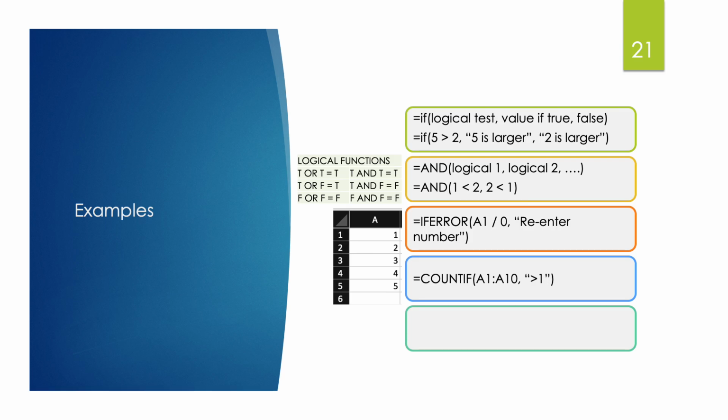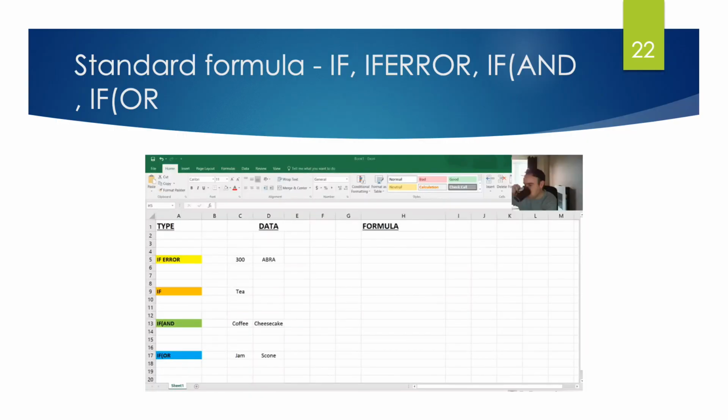So if I run this one, it should give me 4, because at my column A, row 1 until 5, the numbers that are larger than 1 are only number 2, 3, 4, 5. So there are 4 numbers. If you want to see more examples, you can watch this video where it covers the standard formula IFERROR, IF, and also OR.